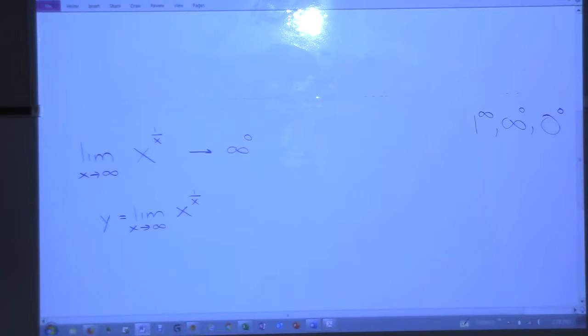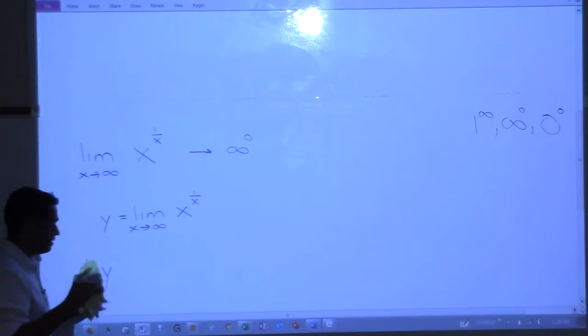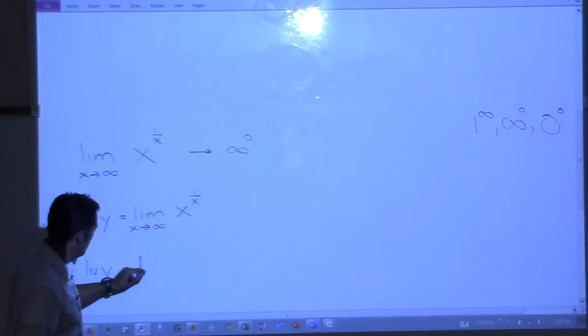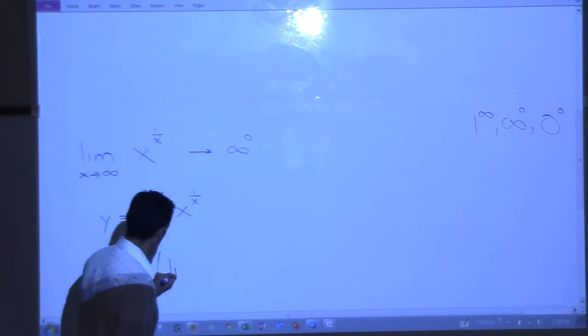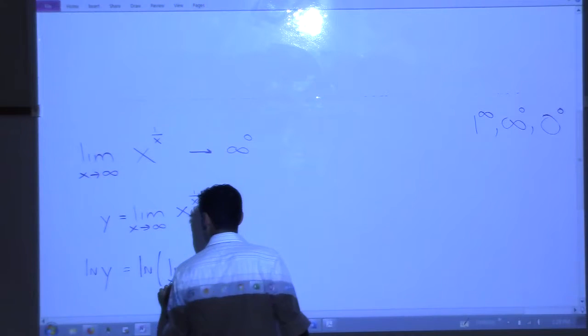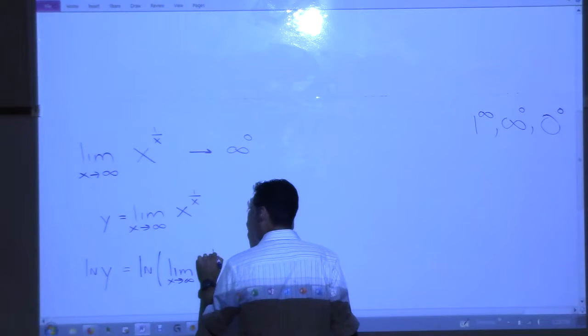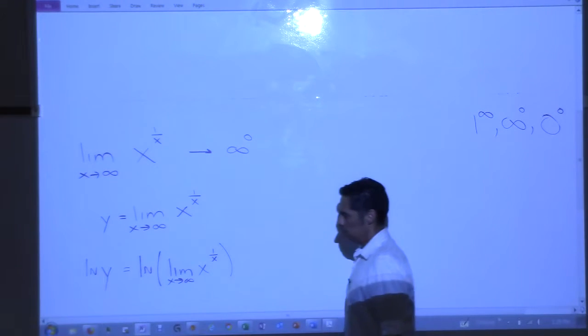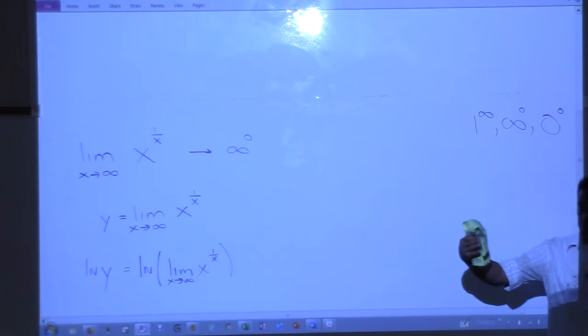That's what we want to know, what's y? Now what we do is take natural log on both sides, right? So natural log of the limit as x goes to infinity of x to the 1 over x. That's just using properties of logs. We've done this before, yes?